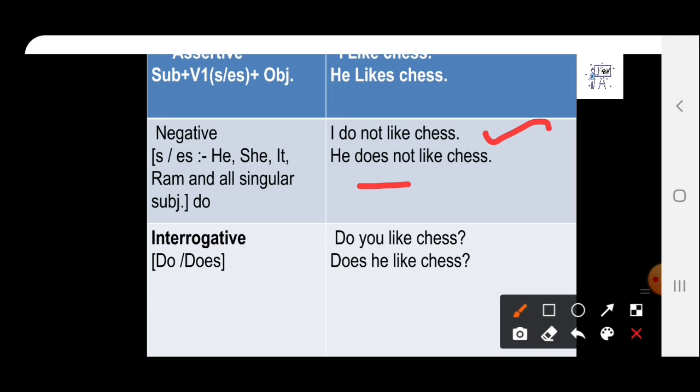Fine. When we are using interrogative sentences, there we use do and does. Do is used with plural subject, does is used with singular subject. For example, do you like chess? Next is, does he like chess? Right?